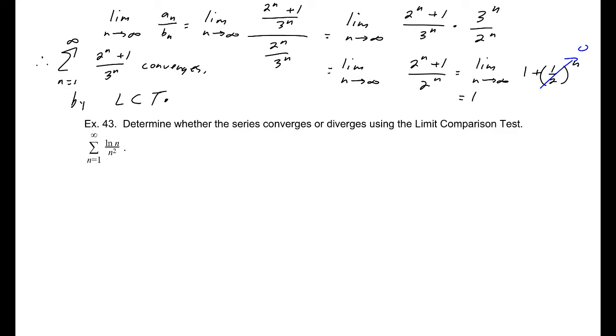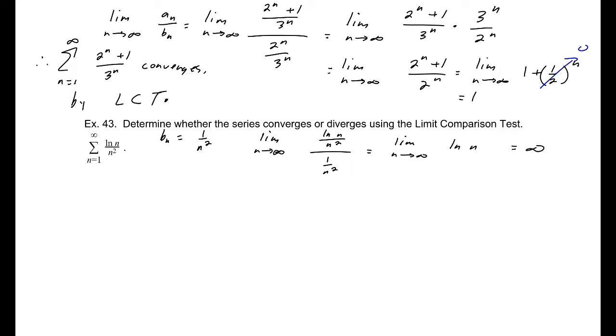First, let's take bn equal to 1 over, why don't we start with n squared? Let me try that, see what happens there. You never know what's going to happen. All right, so we will take the limit as n goes to infinity of ln n over n squared over 1 over n squared, which is the limit as n goes to infinity of natural log of n.